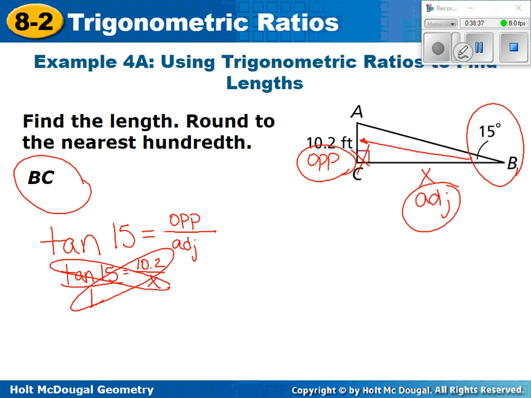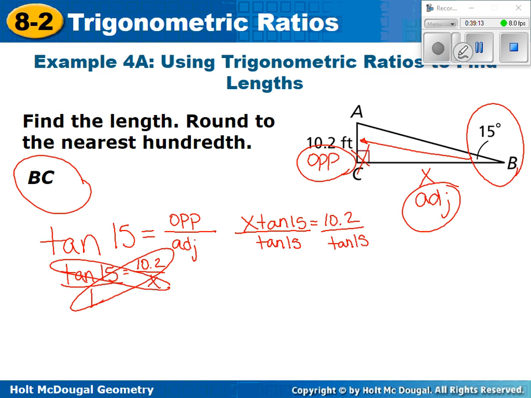When I do that, I get x times tangent of 15. Again, that's all one number, all goes together, equals what? 10.2 times 1, which is just 10.2. Now what do we do? Remember, tangent of 15 is just a number. And a number times x, if we want to get x by itself, what do we do? Divide. So we're just going to divide, keep it all together, by the tangent of 15.